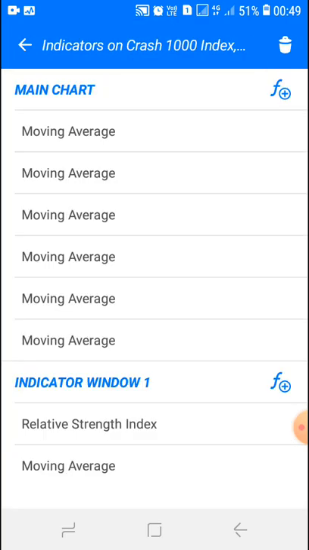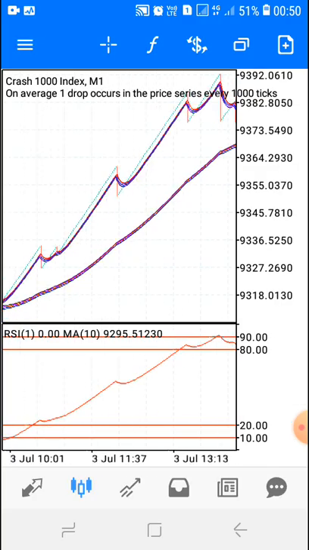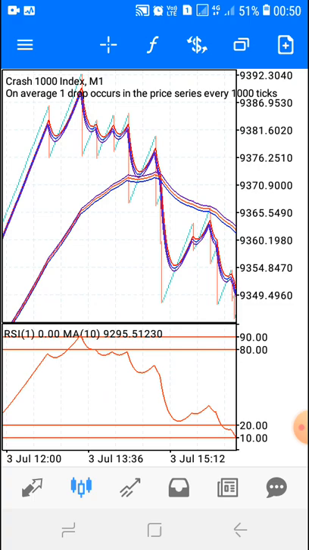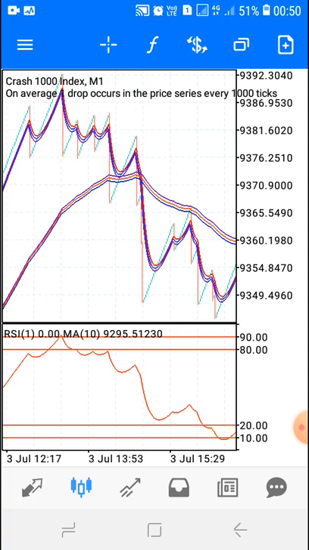Let me just change that color because I see we have the same color. Let me just make that blue. Okay, so now you can see we have different colors on the chart. So how do we use this strategy?